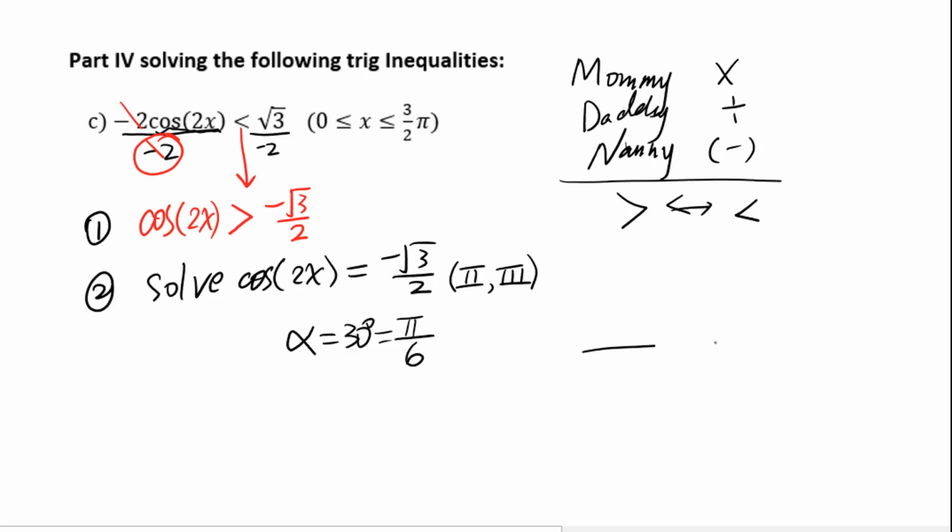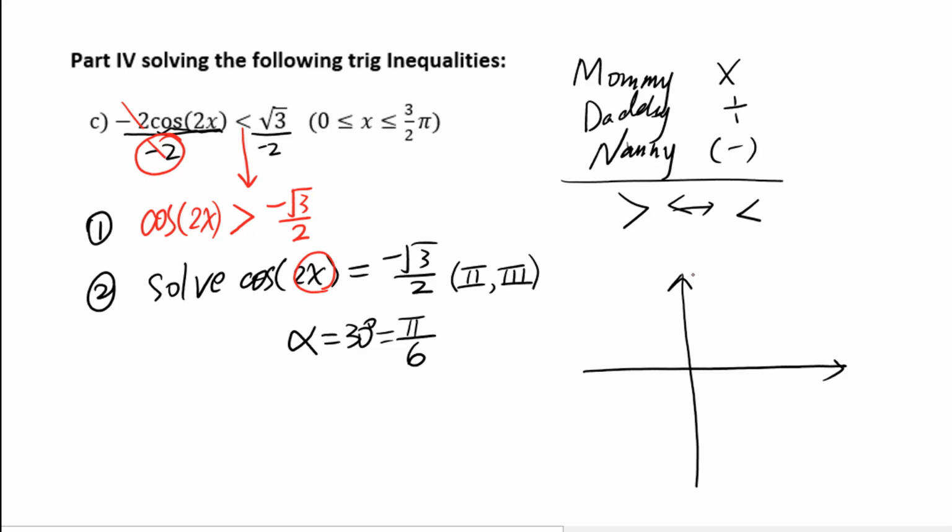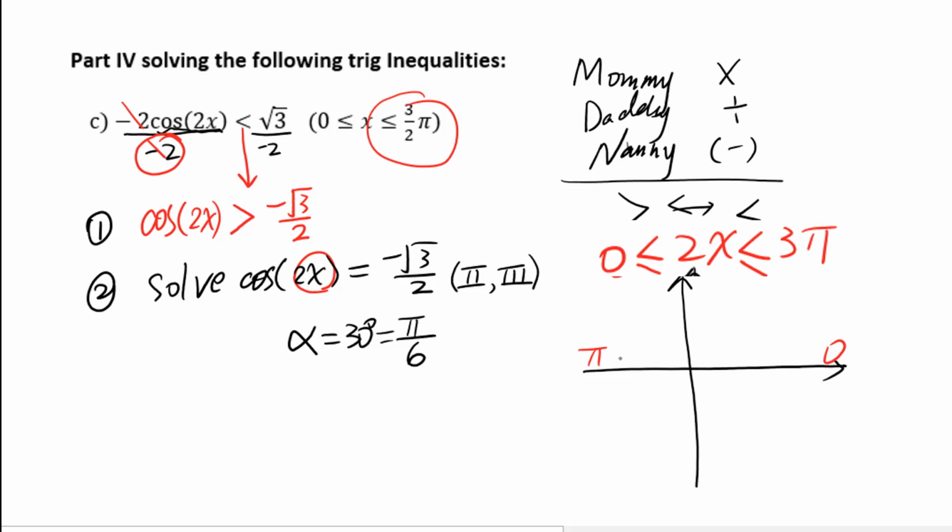Let's draw the diagram. Since here's 2x, 2x will be between 0 and 3 pi, because 3 over 2 pi times 2 will be 3 pi. So this is 0, pi, 2 pi, 3 pi. Get started from 0, ending at 3 pi. We are interested in the second and then the third quadrant.